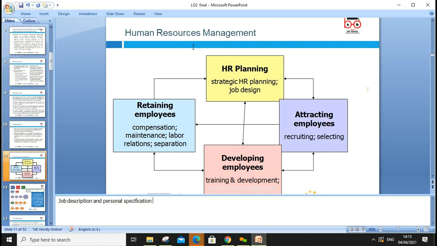Anyone, please, what do you think? Is there any difference between the two? Anyone? Please, what do you think? Is there any difference between job description and personal specification? Description is the requirement by the company, and personal specification.